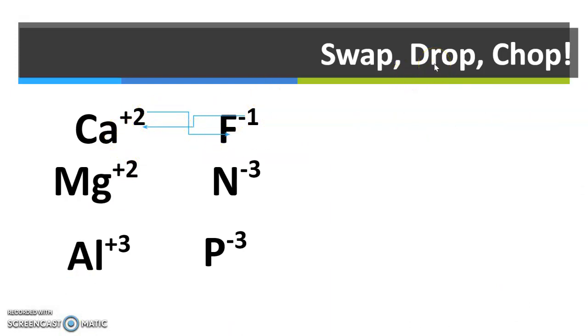Then we're going to drop our charges. So we're going to get rid of the plus and the minus, okay? So what that means is, I'm going to get a little pencil here. So we're going to have calcium, and this 1 came down here. Now we don't do subscripts for 1s because they're assumed, so we're just going to leave calcium alone. And then we have our fluorine here. This 2 came across, right? We swapped, dropped, and chopped, and we're going to have a 2 there. Okay, so that is your ionic formula for calcium fluoride.